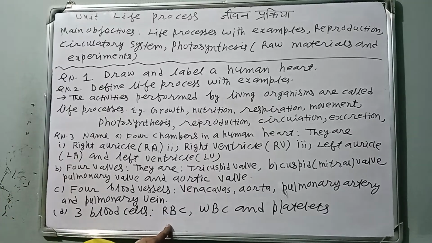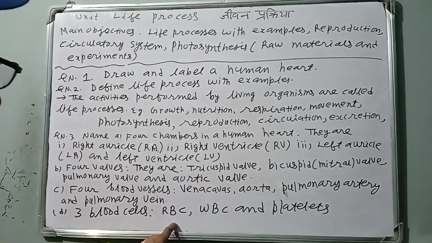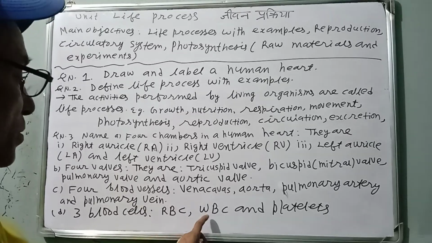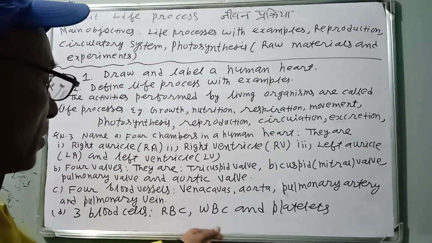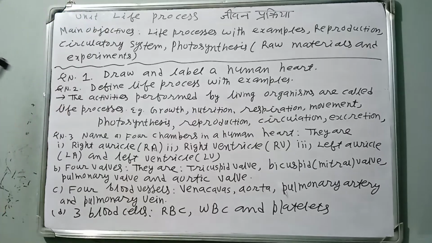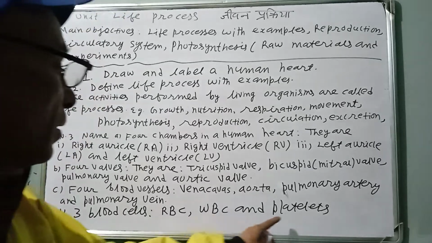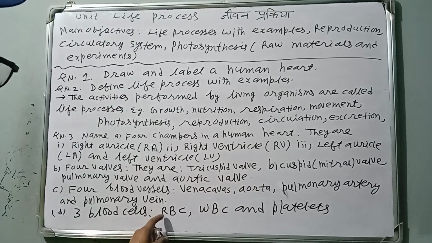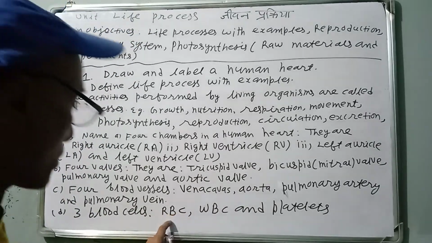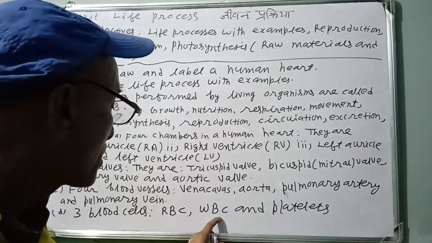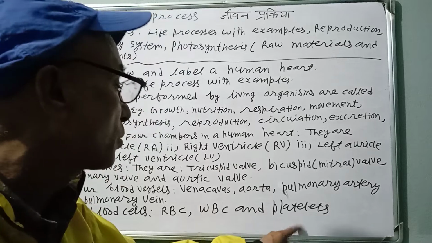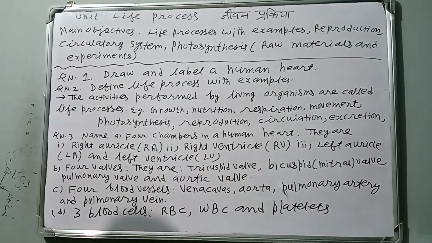RBC, red blood cells, red in color, maximum in number, also called erythrocytes. WBC or leukocytes, bigger in number. Platelets or thrombocytes. Red blood cells or erythrocytes, WBC white blood cells or leukocytes, platelets or thrombocytes.